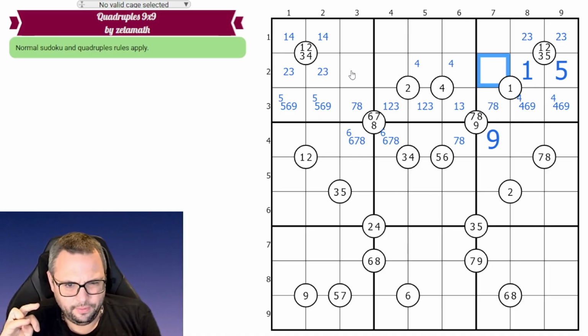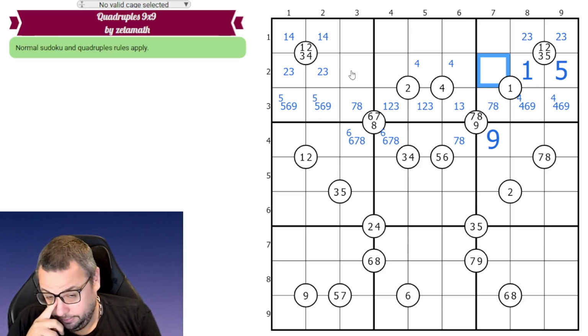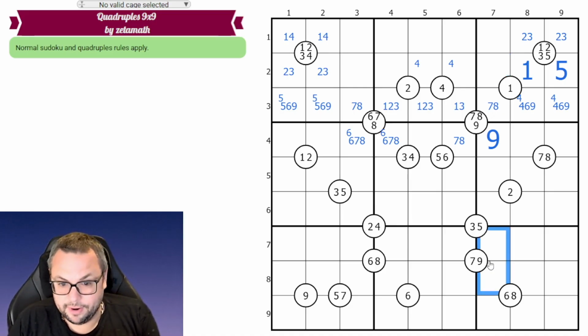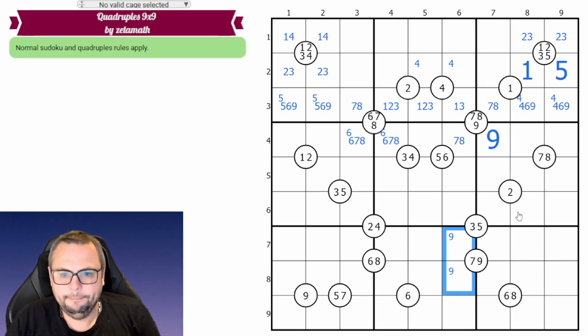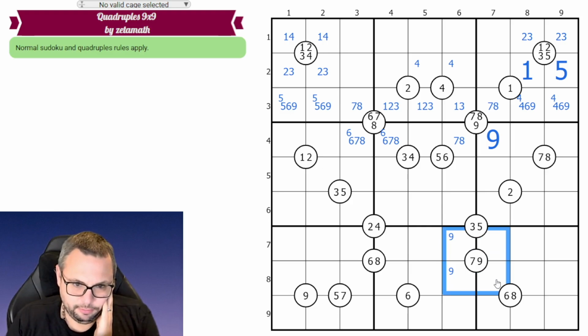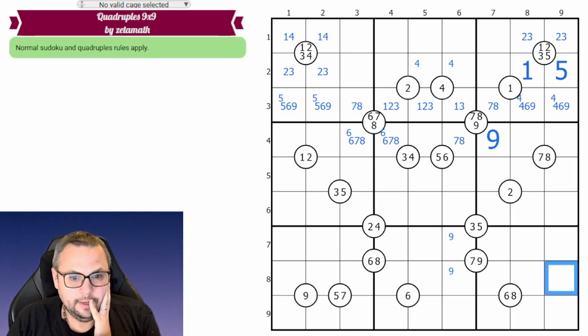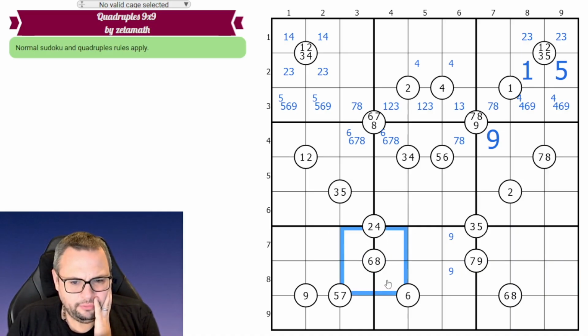Okay, so I see something complicated. I'm checking to see if I see something less complicated before I show you the complicated thing. This isn't the complicated thing, but I see that I can place a 9 over here on this quadruple, because I know there needs to be one, so it's over there.